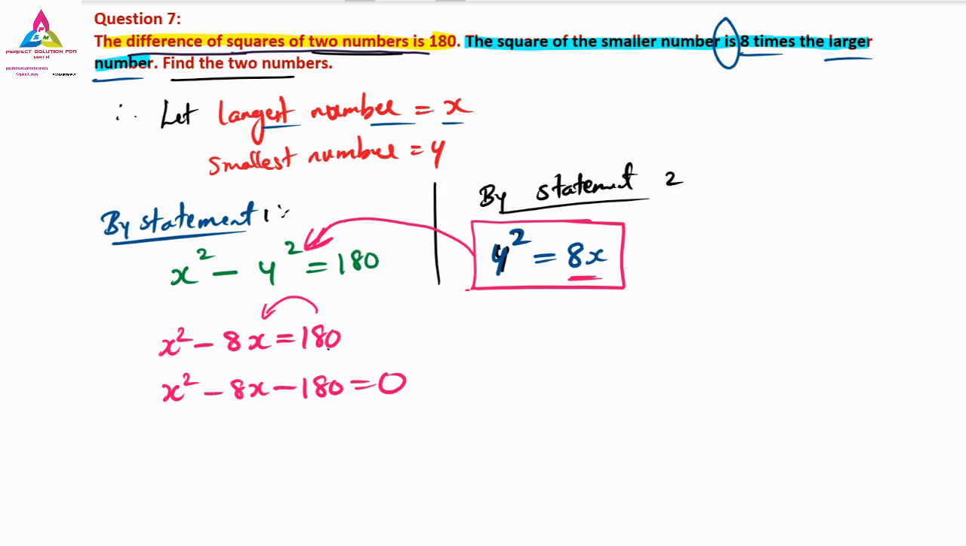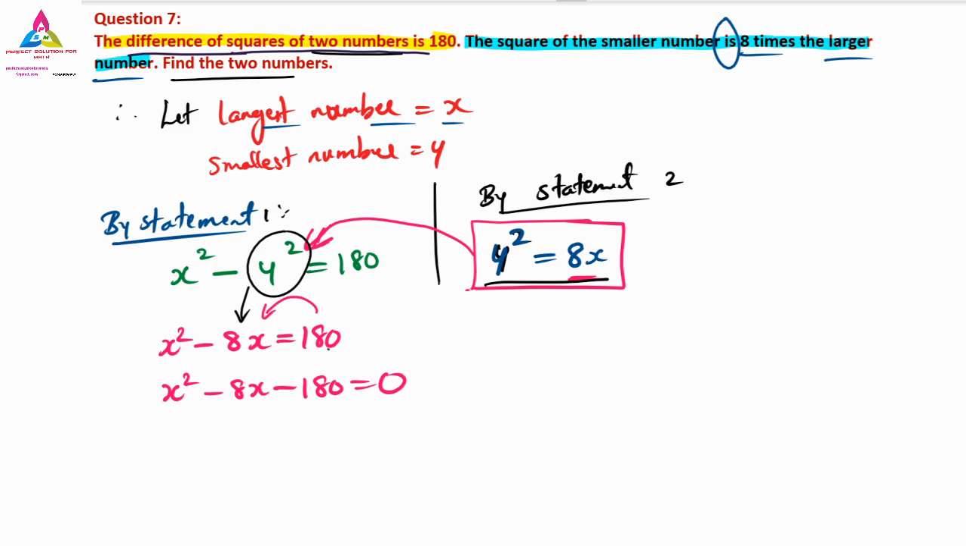Let us solve this by any one of the methods. You can go with the factor method, or the quadratic formula method also. Whichever one you want, you can go. Till here, if you have a doubt you can ask me. The y square is equal to 8x, that I have substituted in the place of y square. Then 180 I have brought to the left hand side, it became minus 180.